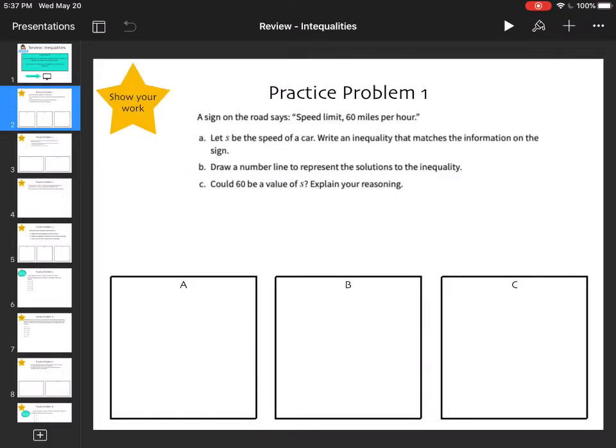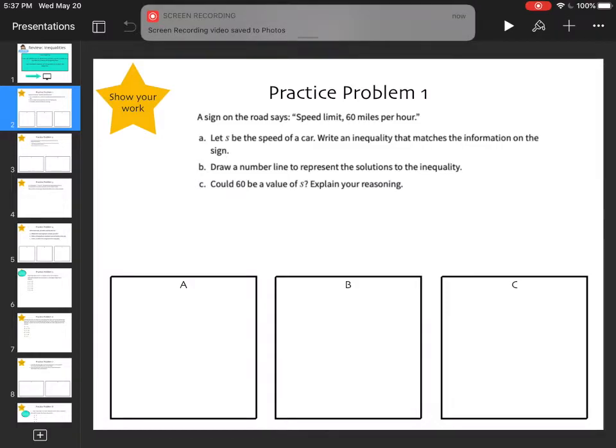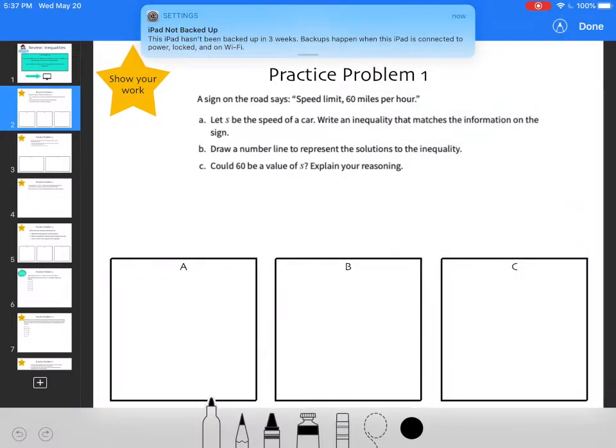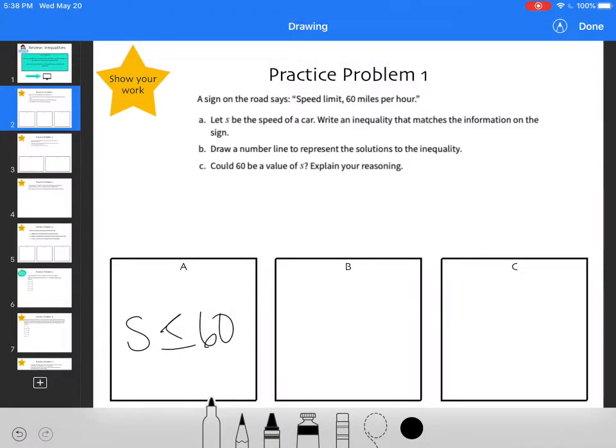A sign on the road says the speed limit is 60 miles per hour. Let S be the speed of the car and write an inequality that represents the information on a sign. So it says it's 60 miles per hour. So you can go less than or equal to 60, but you cannot go more than. Draw a number line to represent the solutions. So I have 60. I can go less than, but I want to make sure I include that 60 because if the speed limit is 60, that means it includes it.